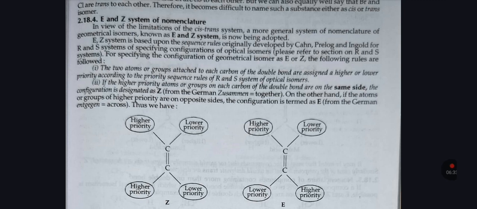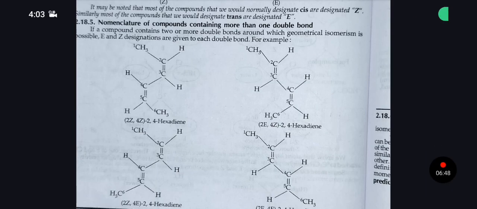On the other hand, if the atoms or groups of higher priority are on the opposite sides, the configuration is termed as E, from the German word entgegen, which means across. Thus, we have these structures shown for E and Z. It may be noted that most of the compounds that we would normally designate cis are designated Z. Similarly, most of the compounds which are designated trans are designated E.